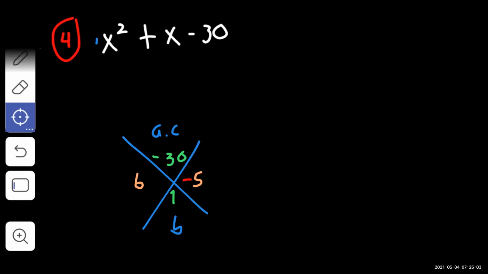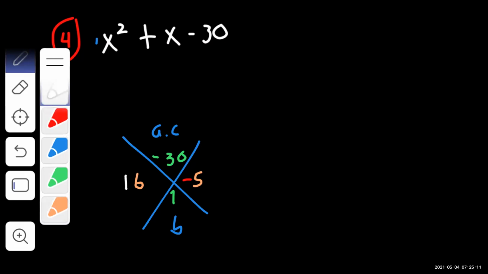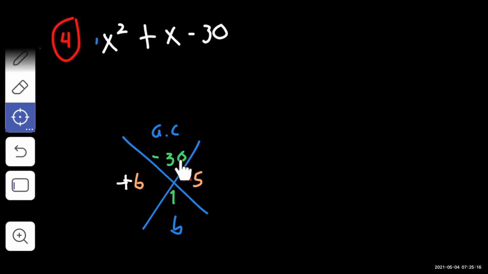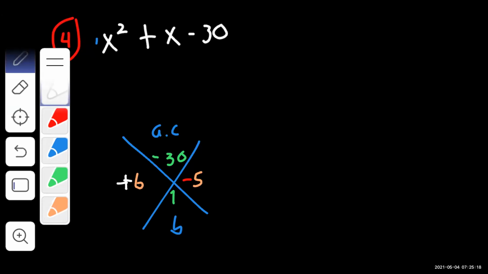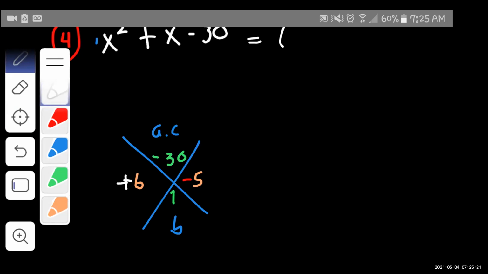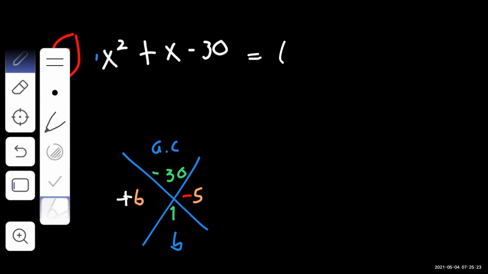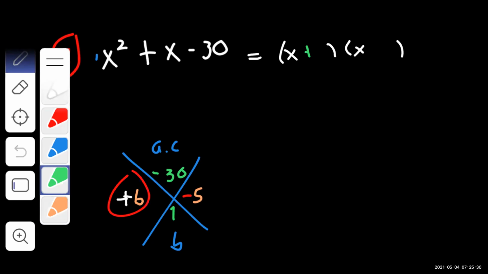But now let's check this again. Positive 6 times negative 5 is negative 30. Sorry that I didn't put the sign. Everything is working, and that is how we factor this trinomial. One is positive, the other is negative: x plus 6 times x minus 5. This is how we factor this trinomial.